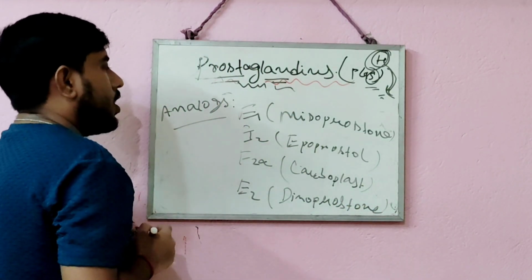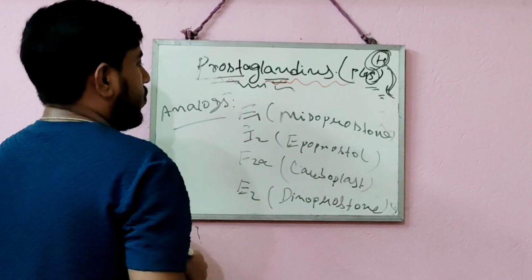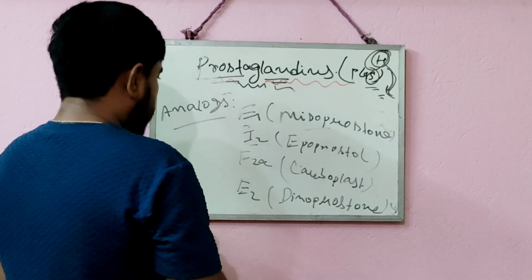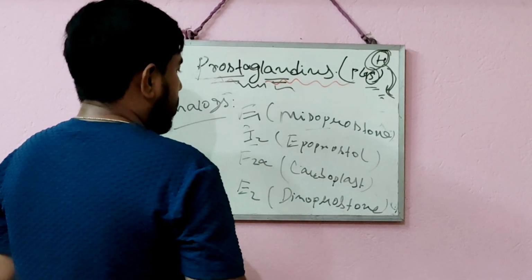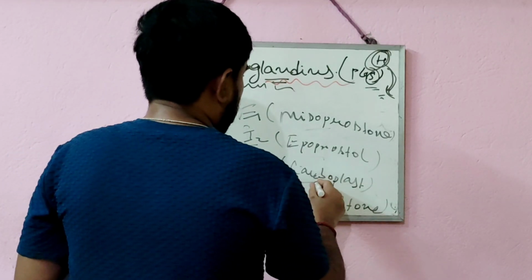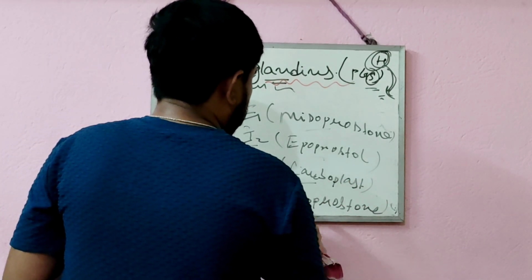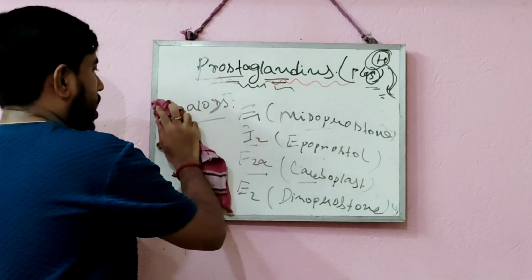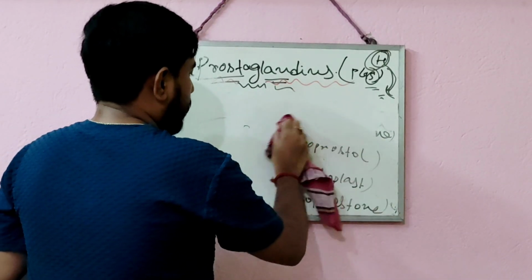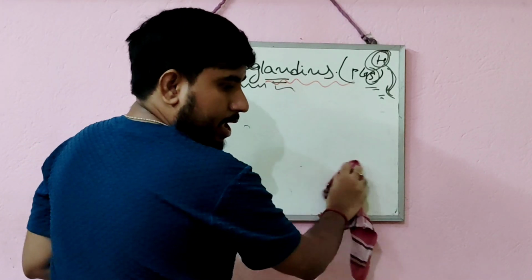So what are the analogs or drugs that can be used as the alternative of prostaglandin? In case of E1 analog, the example is misoprostol. In case of PGI2, the analog is iloprost. In case of F2 alpha, the derivative is carboprost. In case of E2 analog, the analog is dinoprostol. So these are the classification of different analogs used in case of prostaglandin E1, I2, F2 alpha and E2.